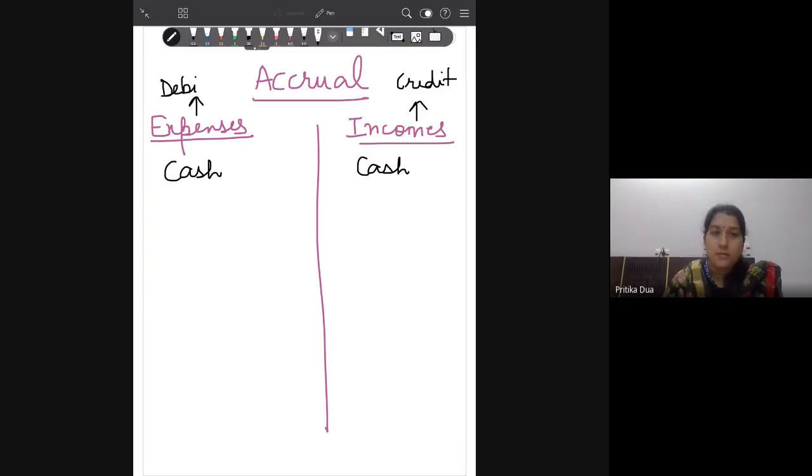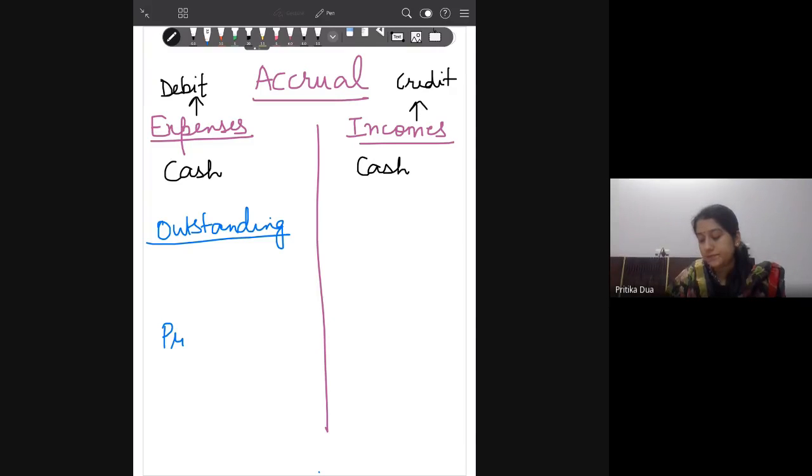Okay, the problem arises when you have some expenses that are outstanding and some expenses that are prepaid. Please pay attention carefully because this is a very important adjustment which comes in final accounts. So we need to be very clear with these terms. Outstanding expenses means, say, I am yet to pay the electricity bill of my office.